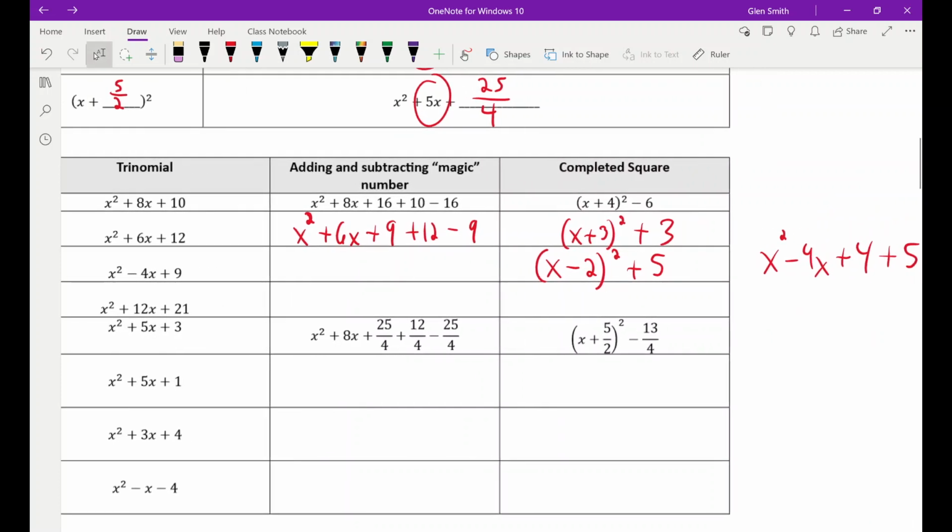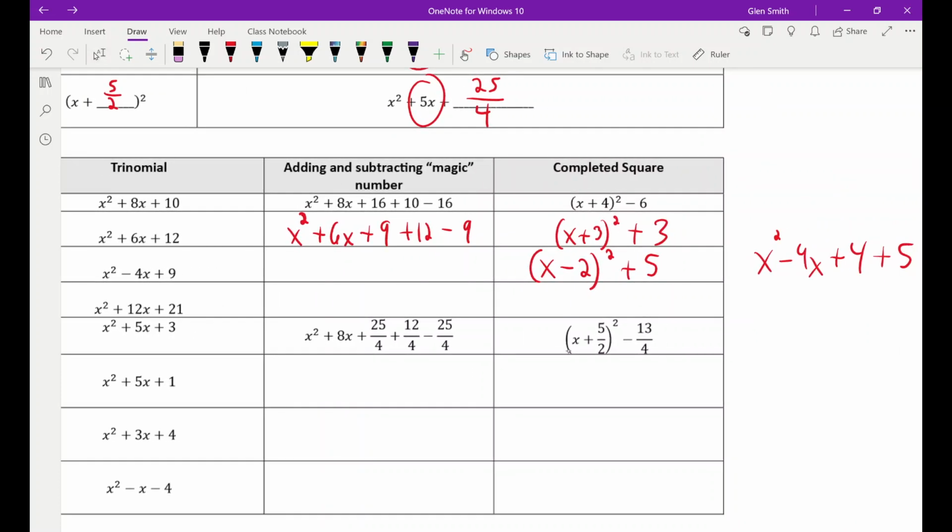And x squared plus 12x plus 21 tells me that we're going to have a 6 in my perfect square. That's going to be x plus 6 squared. But if I square that out, it's going to give me a 36. I don't have a 36, I have a 21. And that is 15 too little. So it's minus 15 in there. Square it out, you're going to see that works out.